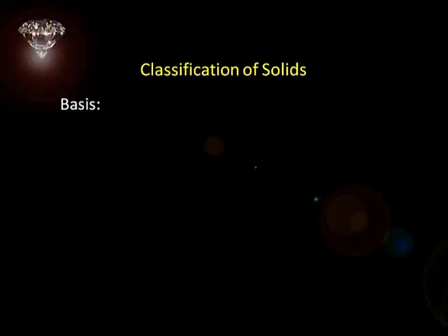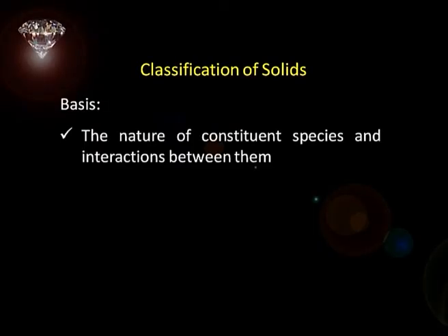Now, besides these characteristics, we can look at how we classify solids, because we said we will talk about typical characteristics. Having done that, we now try to see how we classify solids. One of the typical bases used for classifying solids is the nature of the species constituting a solid, and also the kind of interaction between them. On this basis, we can classify solids as follows.